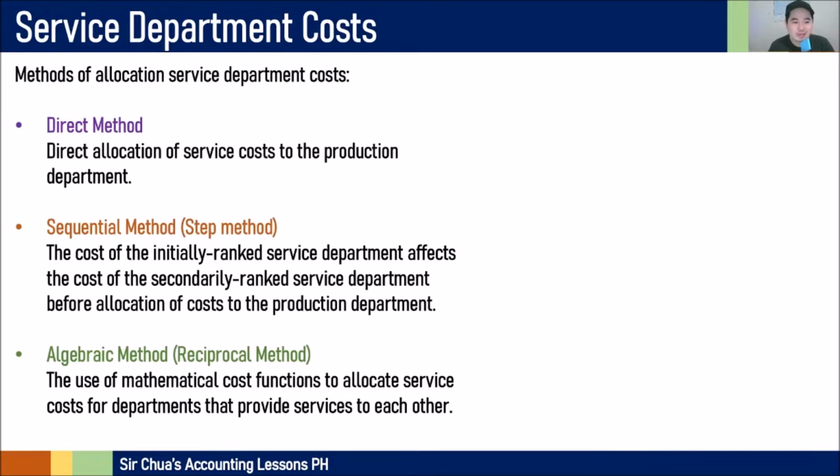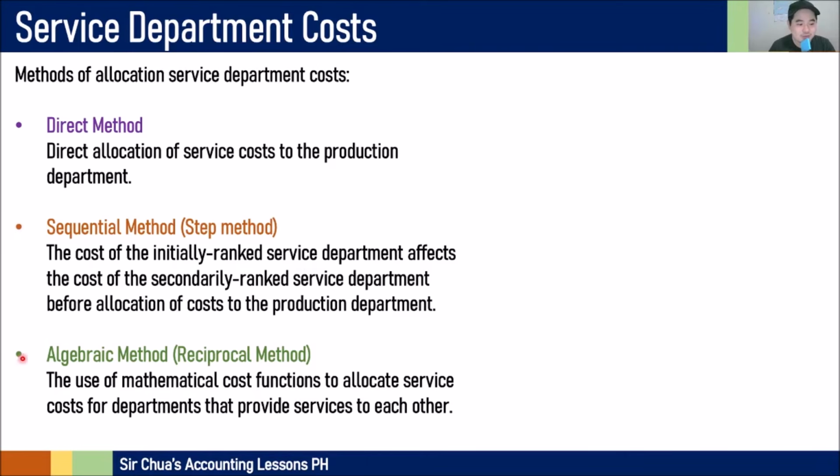There are three methods of allocation of service department cost. We have the direct method, the sequential method, which you can also call the step method, and the algebraic method or the reciprocal method. In the direct method, there is a direct allocation of service cost to the production department. However, in the step method, you will be ranking the service departments by which is more prevalent over the other, and then the initially ranked service department affects the cost of the second in rank, and only then will you allocate to the production department.